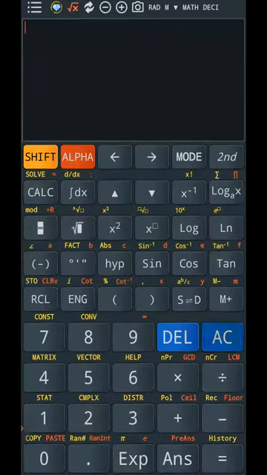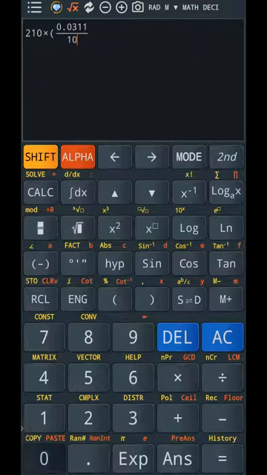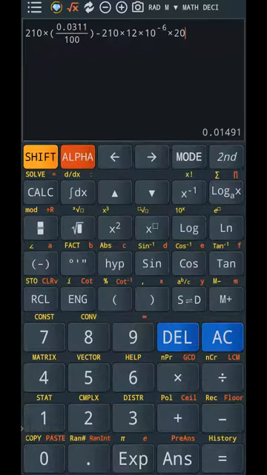So let me do that. 210 multiplied by 0.0311 divided by 100, minus 210 into 12 into 10 raised to power minus 6 into 20, right? So what we will get? We are getting this as 0.01491, and this value will be in gigapascal. Right? So similarly, we need to do it for element number 2.